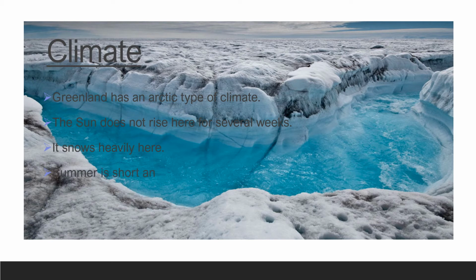Summer is short and cool. So if the summer season comes here in Greenland, it is short. It does not last for a very long time, and it is cool. The weather is bright and sunny, especially in the coastal areas. Even though there is continuous sunlight for several weeks, it is still very cold. So only in coastal areas the weather is bright and sunny. Otherwise, in the whole of Greenland, it is cold throughout the year.